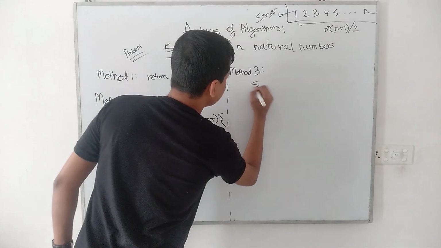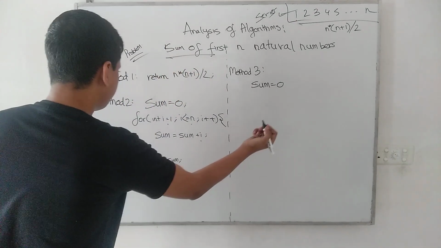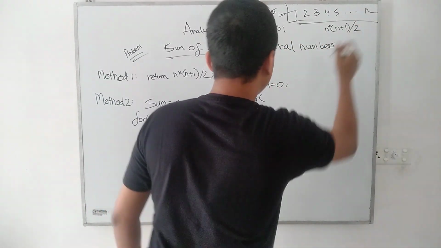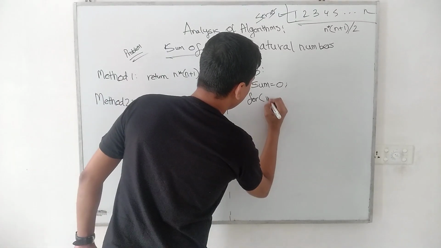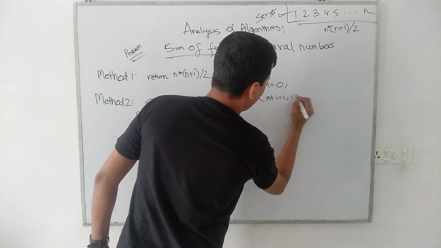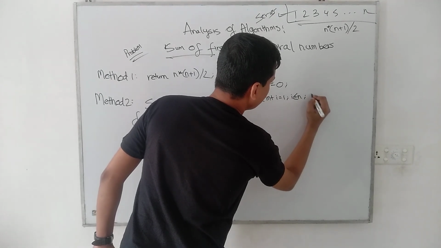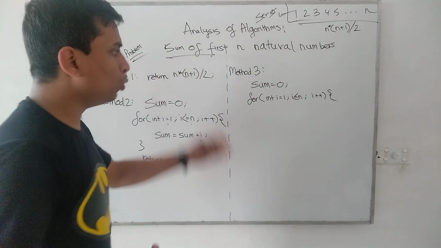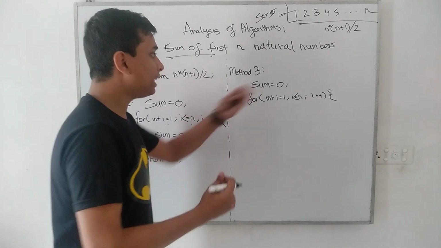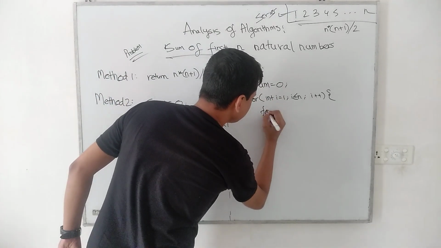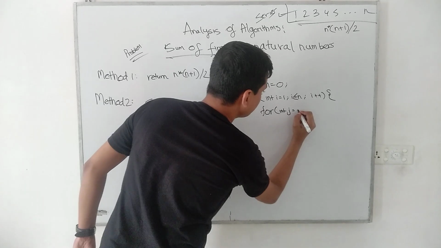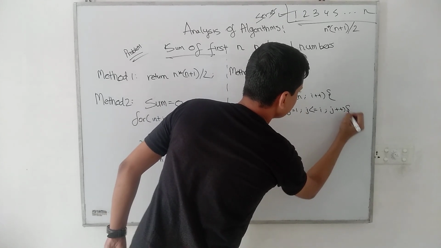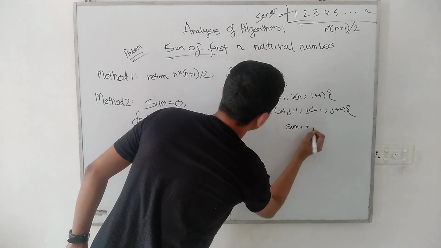I can again initialize the sum as 0, and I can iterate through all of my numbers ranging from 1 to n. So it would be the same loop that we have written here: for int i is equal to 1, i is less than or equal to n, i plus plus. And for this, I can keep another loop that would be iterating for i, and I could increment the sum by 1. For example, for int j is equal to 1, j is less than or equal to i, j plus plus, I can just increment the sum by 1.